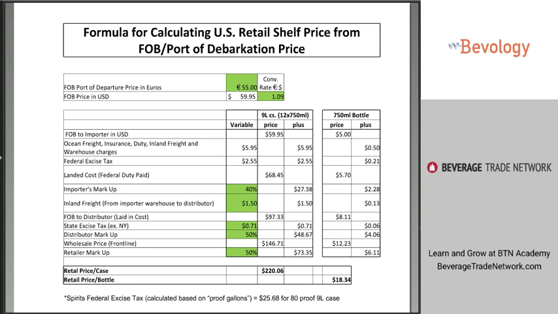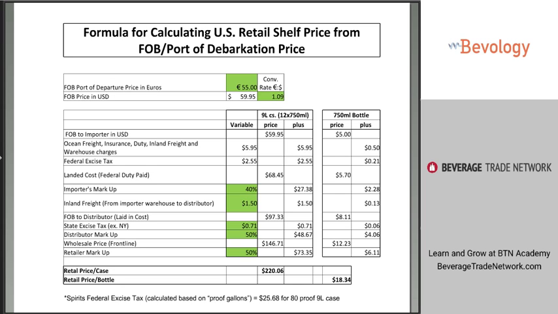Then you have the inland freight. Again, that's going to vary. If it's just going from Western Carrier's warehouse in New Jersey to Winebow's warehouse in New Jersey, it's not going to be $1.50. If it's going to California, it may be a little more expensive. So we use the $1.50. It adds $1.50 per case, which equals 13 cents per bottle. And that gives you your FOB to distributor, or what we would call the laid-in cost. And this is the price that the distributor pays before state taxes or markup are added.